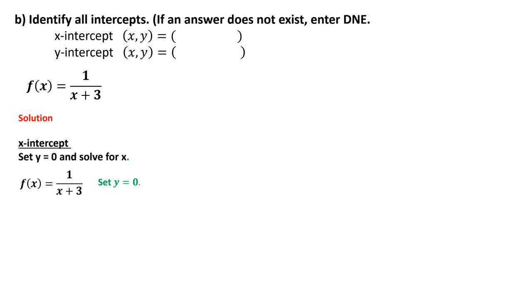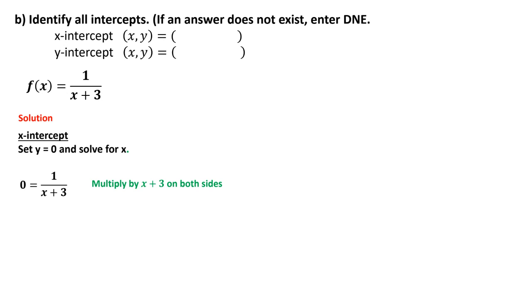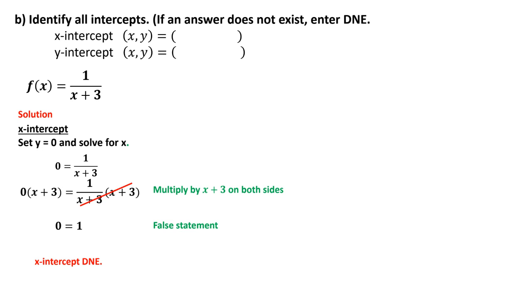Now again, to solve for the x-intercept, we set y equal to 0 and solve for x. Everywhere we see y, f of x replaces the variable y. So we set this equal to 0 and then solve. We multiply both sides by x plus 3. When we do this, we get 0 equals 1, and we know that this is a false statement. So this is telling us that there aren't any x-intercepts. In the computer, we would put DNE, which means does not exist.